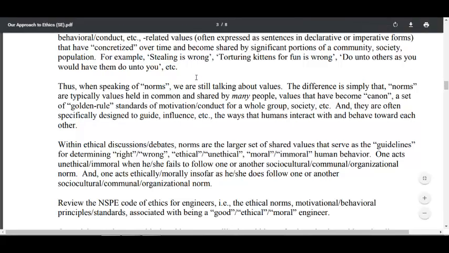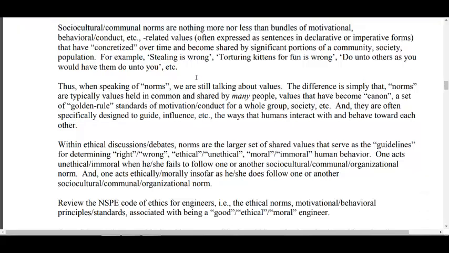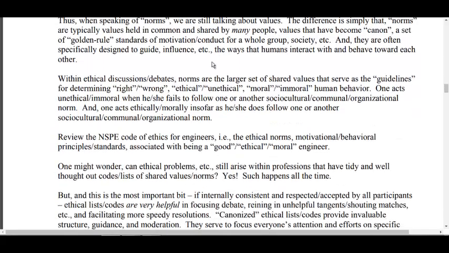Like, stealing is wrong only works on people who think of personal property as something valuable that other people want to hold on to just as much as they do. If they don't see it that way, then this norm may or may not have any appeal to them. It may have little to no sway over them. And that's what norms are designed to do. They're designed to guide and influence the ways we interact with one another, or behave toward each other, typically to keep us from hurting each other unnecessarily or intentionally.